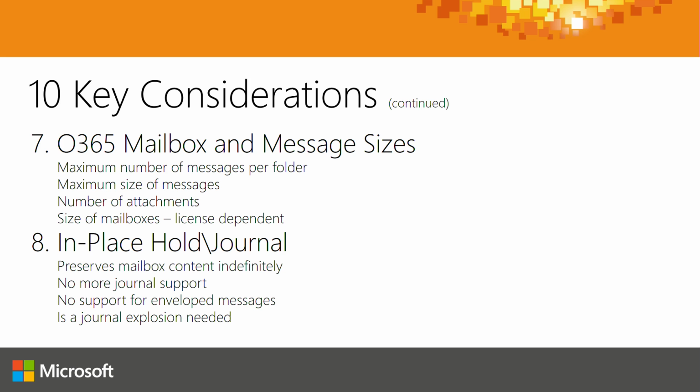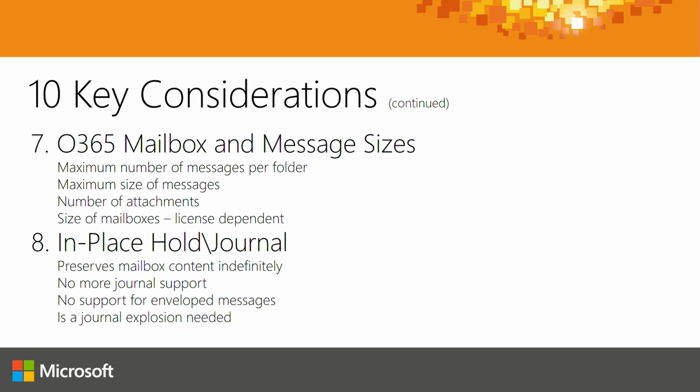In-place hold versus journal. I could probably spend an hour on this topic alone, right? The amount of material that's out there on the internet, if you read some of the ISV blogs that exist, the amount of conversation we have: Microsoft doesn't do journaling, they do in-place hold, it's different, etc. This is really critical. If you have a journal, a true journal in an archive sense, how do you make your 365 experience the same?